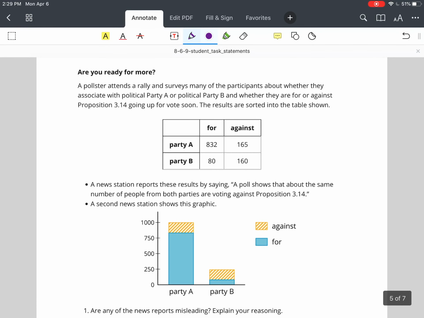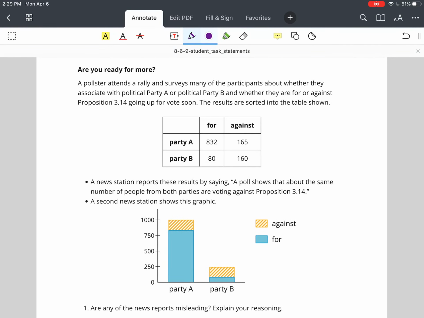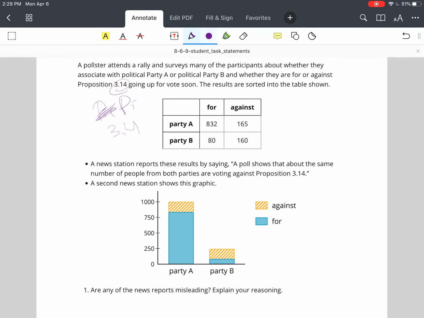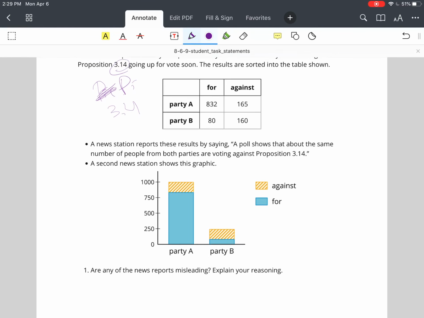Are we all now ready for more? A pollster attends a rally and surveys many of the participants about whether they associate with political party A or political party B and whether they are for or against Proposition 3.14. Oh, sorry, that's not how you spell pi, it's pi. Going up for vote soon. The results are sorted into the table below.